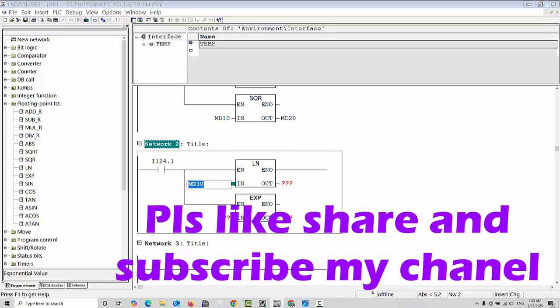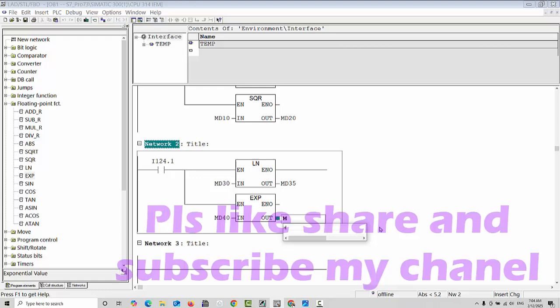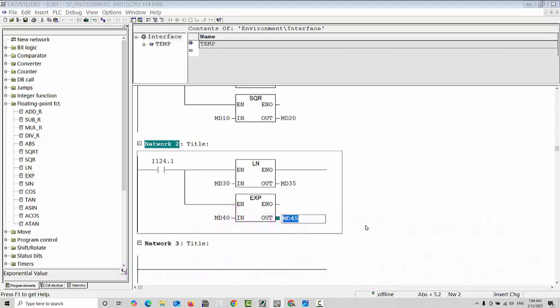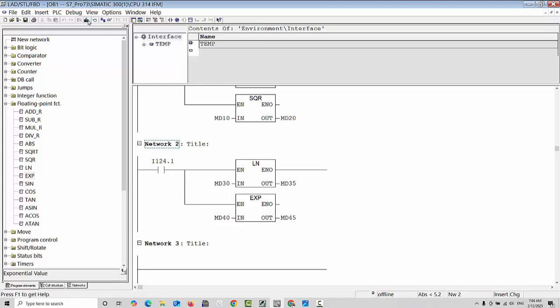MD30, and here we will give the next data MD35, and here we will give MD40, and here we will give MD45. So I will download this data to the PLC. Wait for a second, on the monitor.